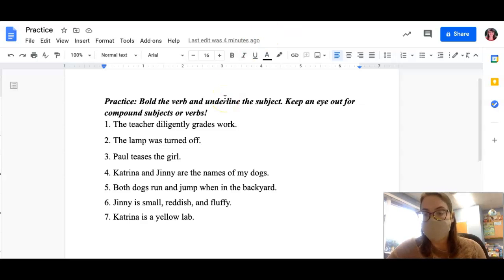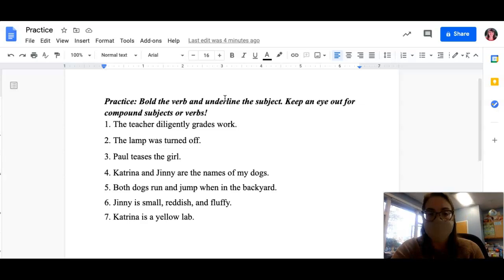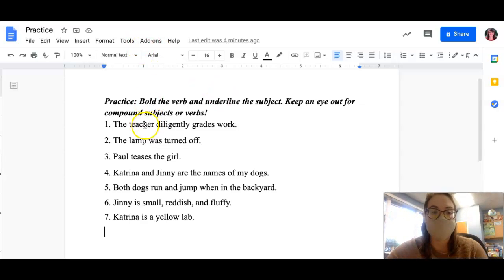So just like we were doing in our review yesterday, we're going to underline our subject, which should be a noun or pronoun, just the subject, not all the nouns or pronouns in the sentence, and we're going to bold the verb or verb phrase. Okay, so let's look at number one. The teacher diligently grades work. So let's find my subject first. So I want to know who or what the sentence is about, or who or what is performing the action. So in this case, the teacher is performing the action in the sentence. She's the one that's grading. Okay, so I'm going to underline teacher. All right, and then I want to find my verb that goes with that subject. So that would be grading, because that is what she or he is doing.